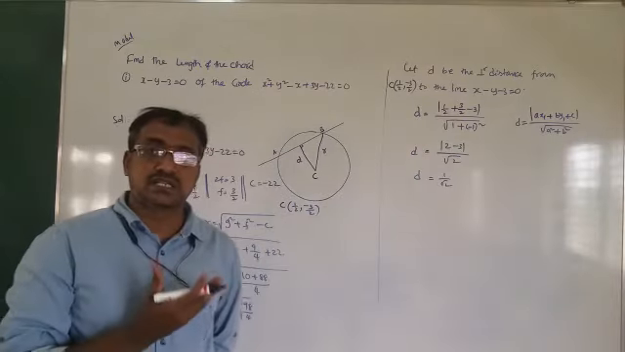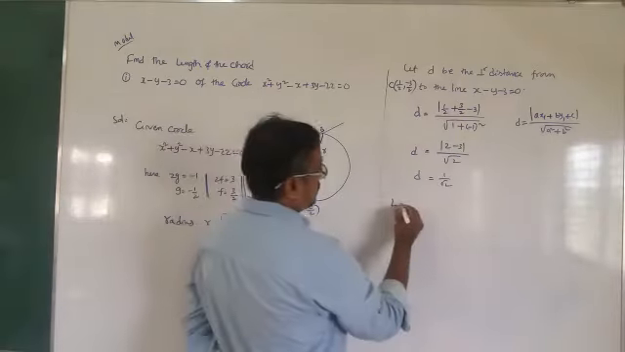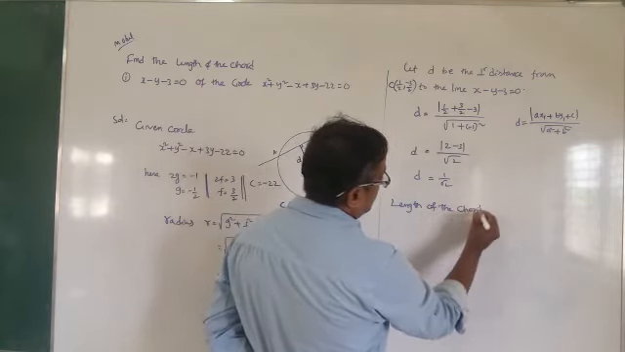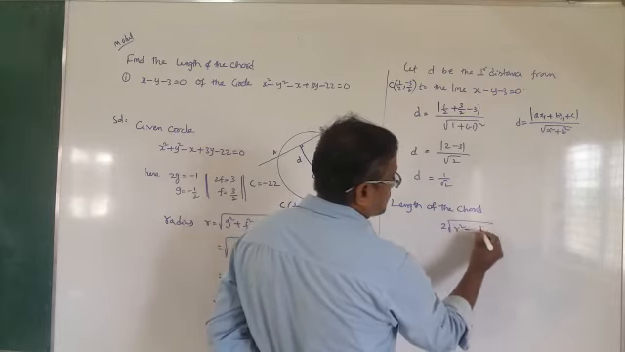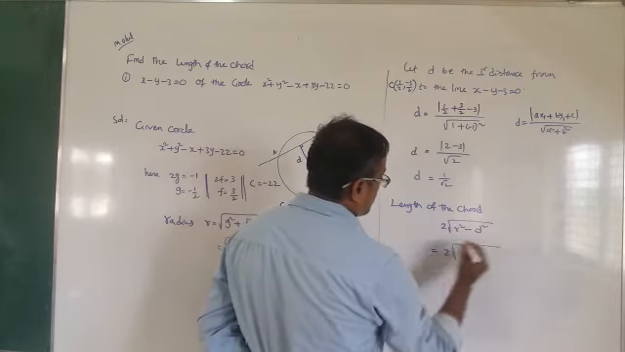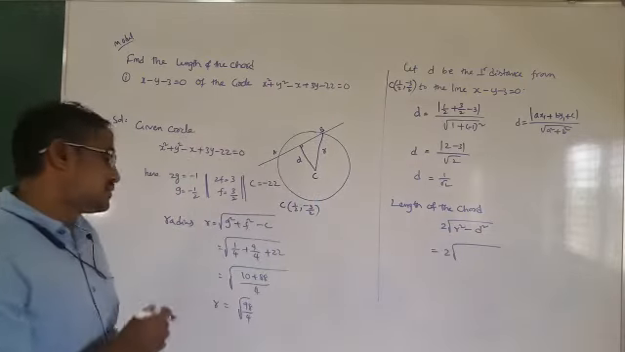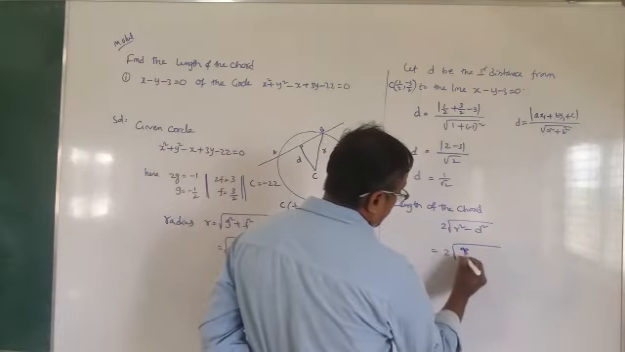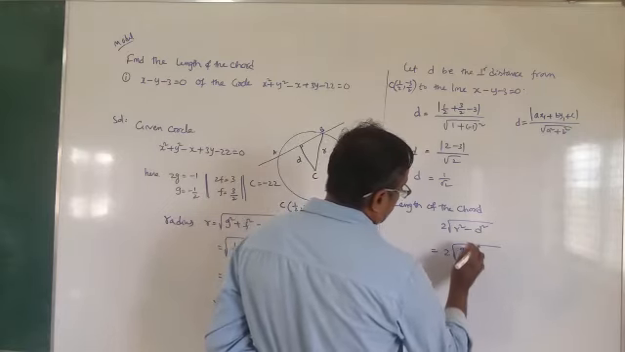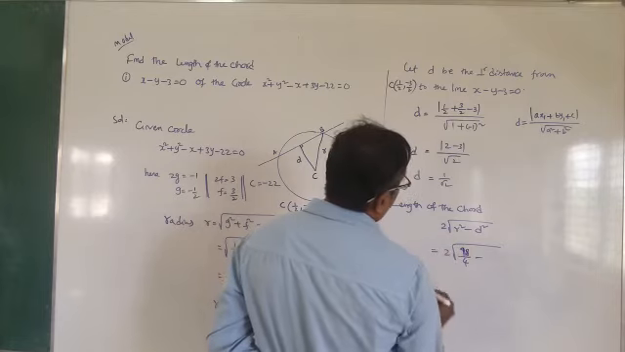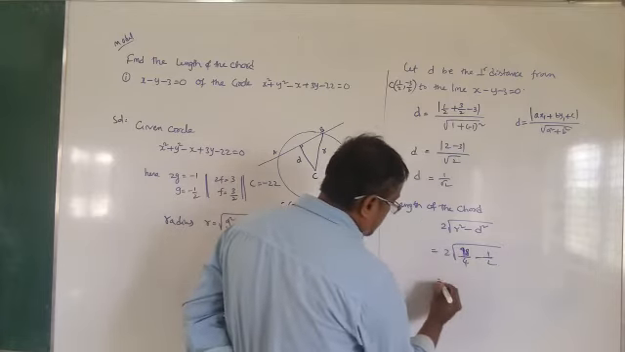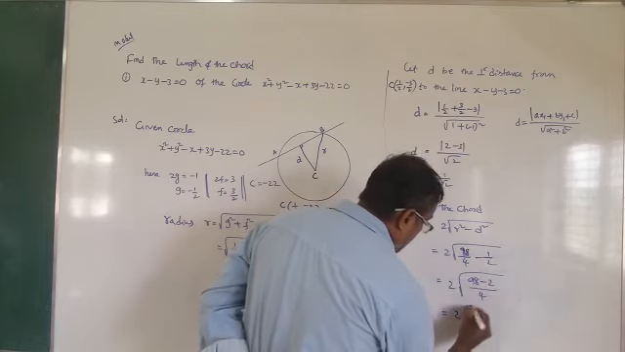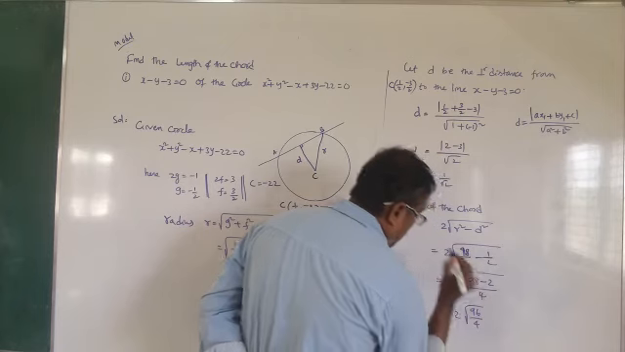Now you have radius and perpendicular distance. So length of the chord, that is 2 root r square minus d square. So 2 root, what is r? Root over 98 by 4. So r square will be 98 by 4 minus d square. D square is 1 by 2. So 2 root 98 minus 2 by 4. So 2 root 96 by 4.